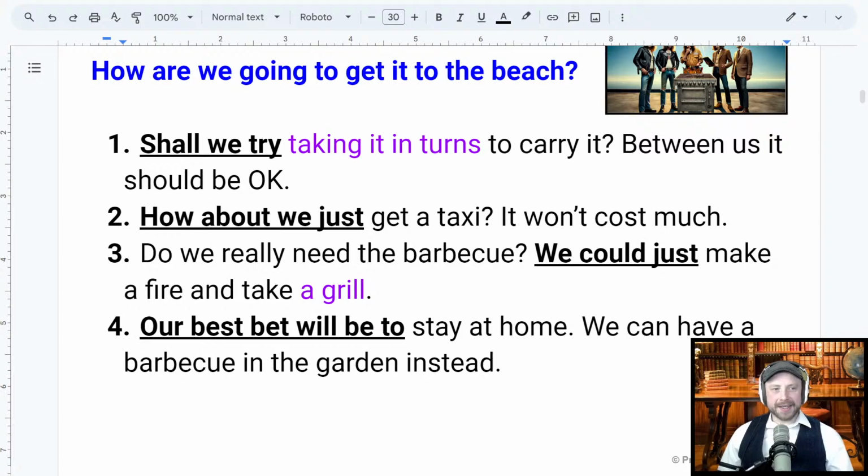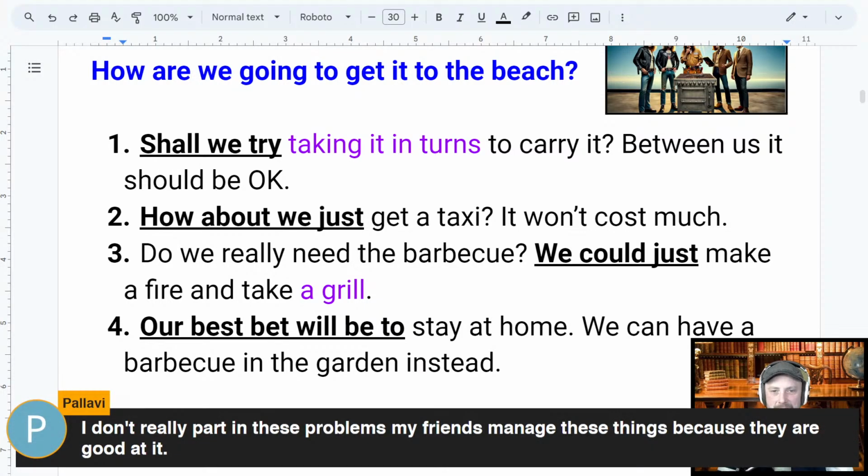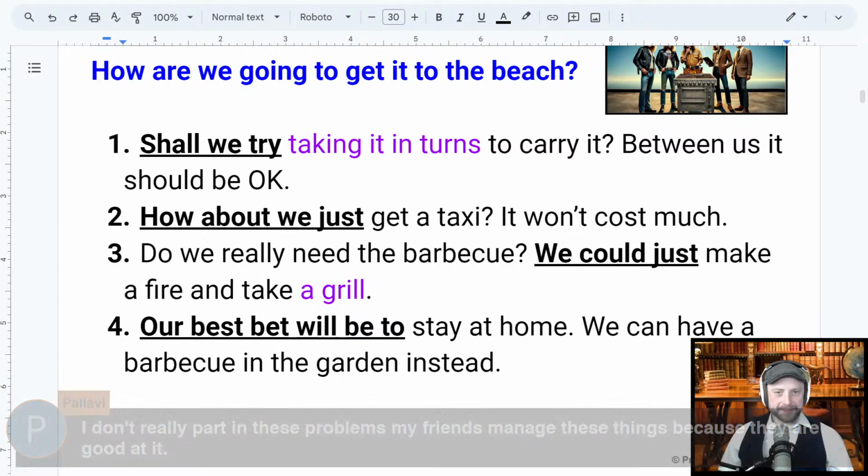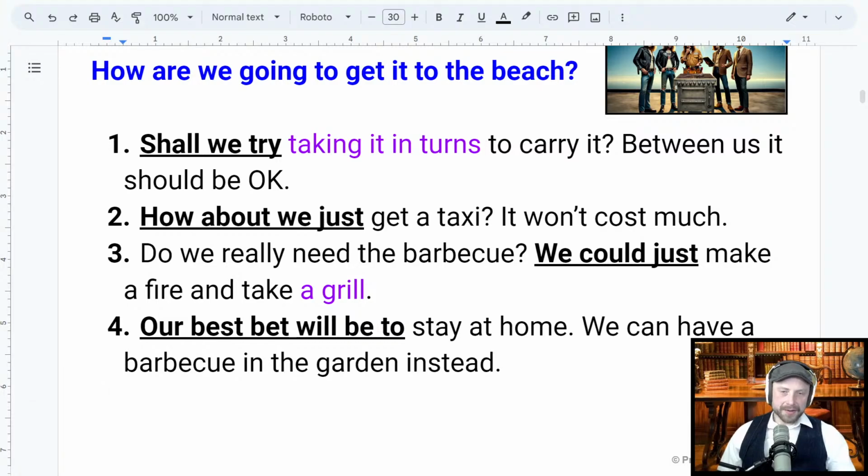Pallavi says, I don't really take part in these problems. My friends manage these things because they're good at it. Well, that's fantastic, Pallavi. Zoya quite likes number 2, to get the taxi. Do you know, Zoya, the problem is our barbecue is so big that a lot of taxis might not like it if we take our barbecue in the taxi.